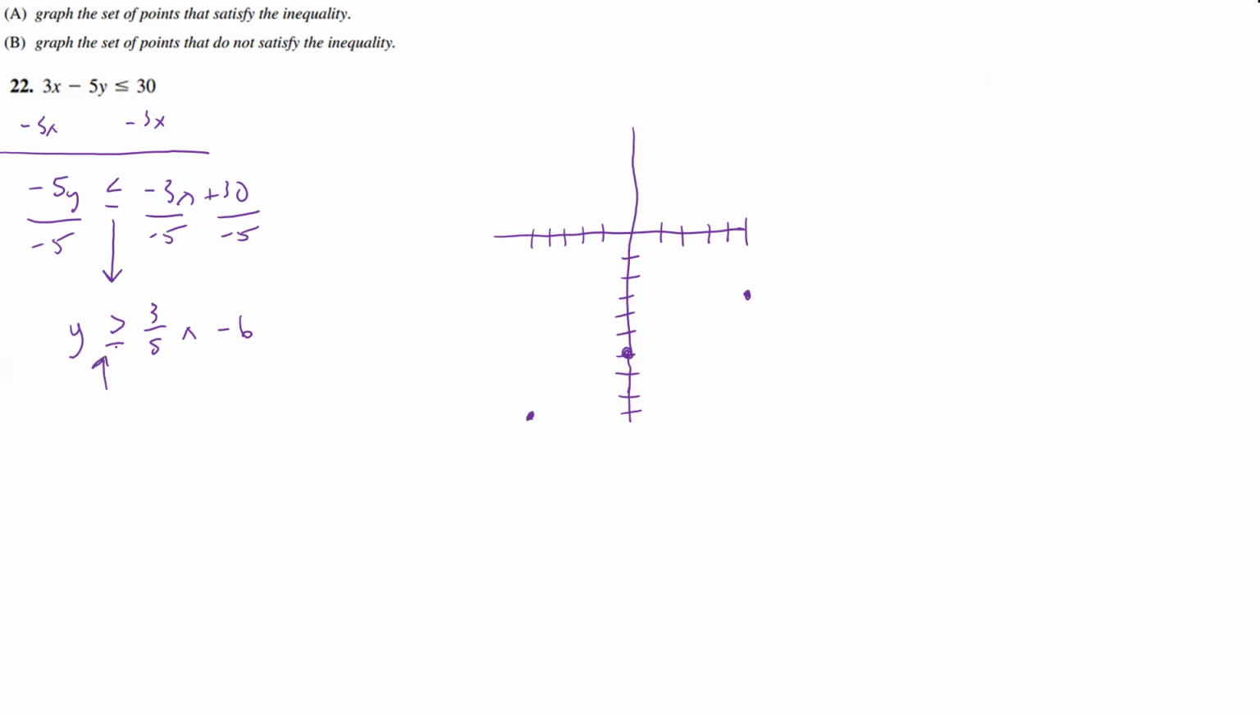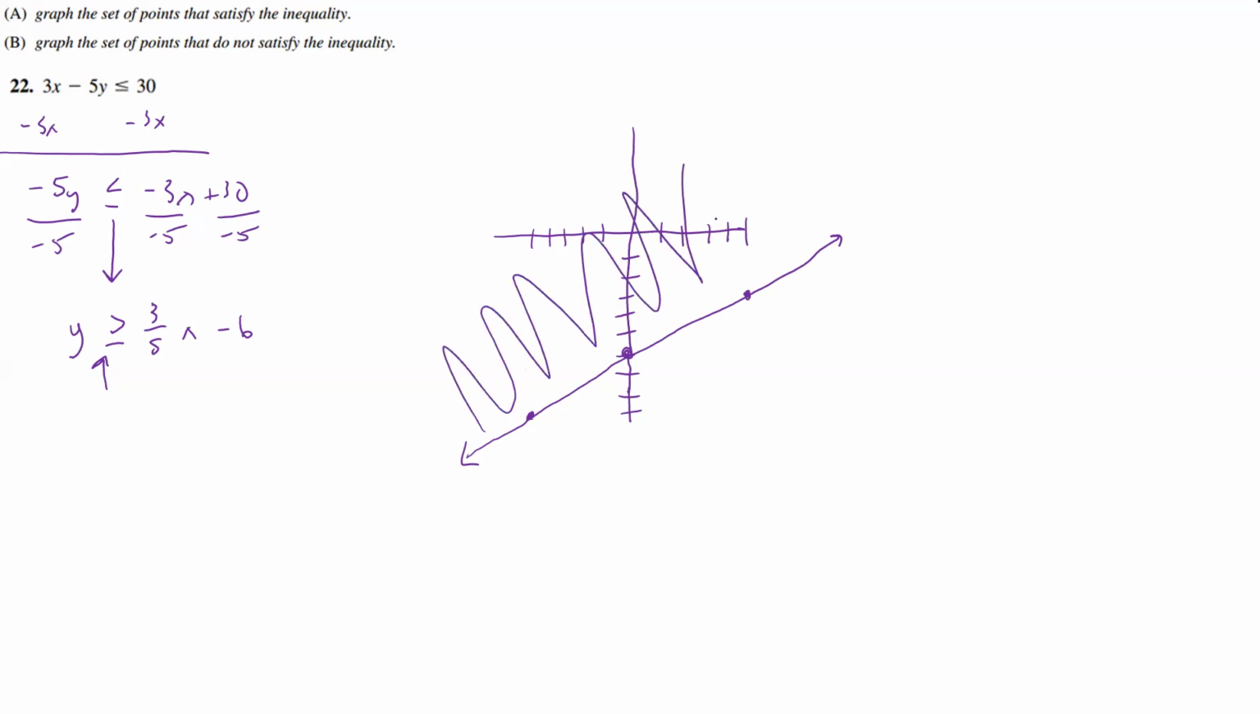Now we have that equal to, and so we'll have something that looks like that. And we say greater than or equal to, that is going to be true. So everything greater than or equal to is going to be up here. And again, we can test (0, 0). That's less than 30, so that's going to be true. So this is where the points that satisfy the inequality are, anything above there or on the line.